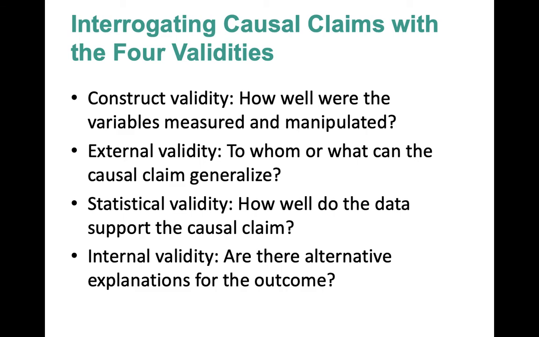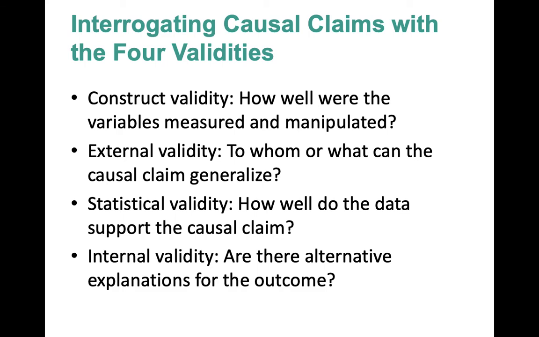All right, so let's review interrogating causal claims with the 4 validities, and it's the same 4 validities that we've been talking about in the class. Construct validity, which refers to how well the variables are measured and manipulated. The manipulated component is something that we're going to focus more on because we have experiments and we have manipulated variables. External validity, to whom or what can the causal claim generalize. Statistical validity, how well do the data support the causal claim.